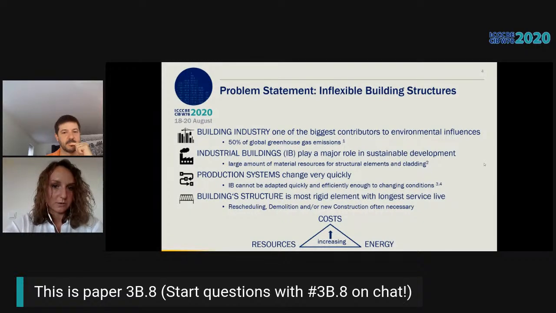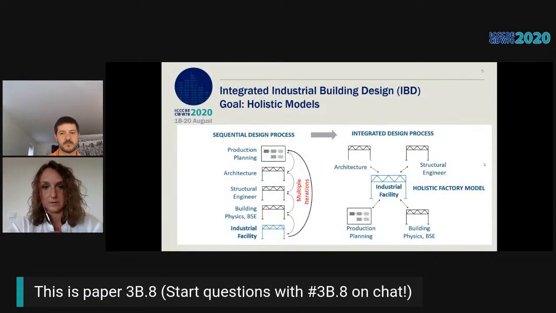And as the building industry is one of the biggest contributors to environmental influences and industrial buildings play a major role, we focus on that production systems which change very quickly can be adopted by the building structure. So we aim to plan very flexible structures, but therefore we need integrated industrial building design. So right now we have a sequential design process with multiple iterations, and we aim to have an integrated design process with one holistic factory model, which is not available yet.